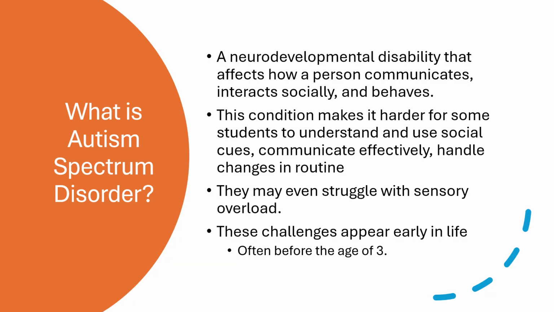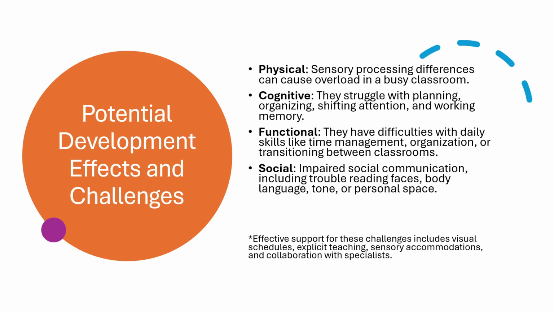What is ASD? A neurodevelopmental disability that affects how a person communicates, interacts socially, and behaves. This condition makes it harder for some students to understand and use social cues, communicate effectively, and handle changes in routine. They may even struggle with sensory overload. These challenges appear early in life, often before the age of 3.